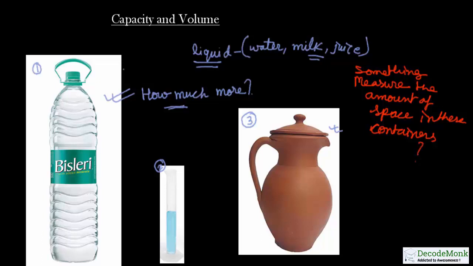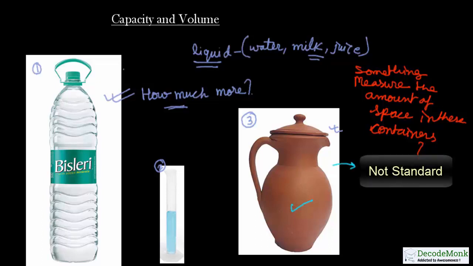So how can we do this? In ancient times people used to use such type of earthen jugs, earthen containers to measure, but these were not standard across geographies or across time. So what modern people did, they devised certain ways of standardizing the measurement of this amount of space in these containers, and this measurement is known as the capacity of the container.